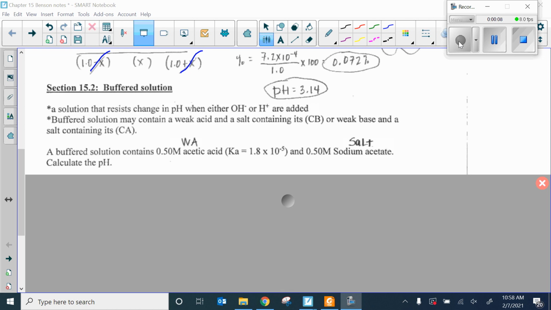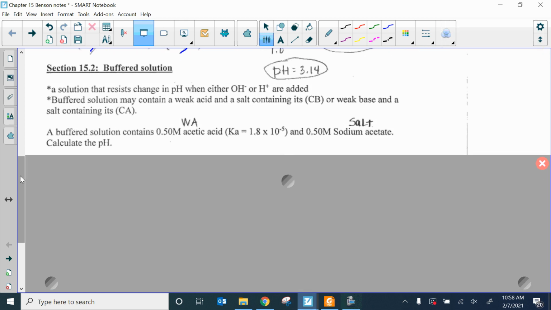We are going to continue on chapter 15, and today we're going to talk about a buffered solution. We have buffer solutions in our body. Our blood is a very good buffering solution. Our urine is a good buffering solution, and it is something that resists change in pH. It's really important in our bodily systems to not have a pH change because that's one thing we know that we are starting to get sick or further diseases happening.